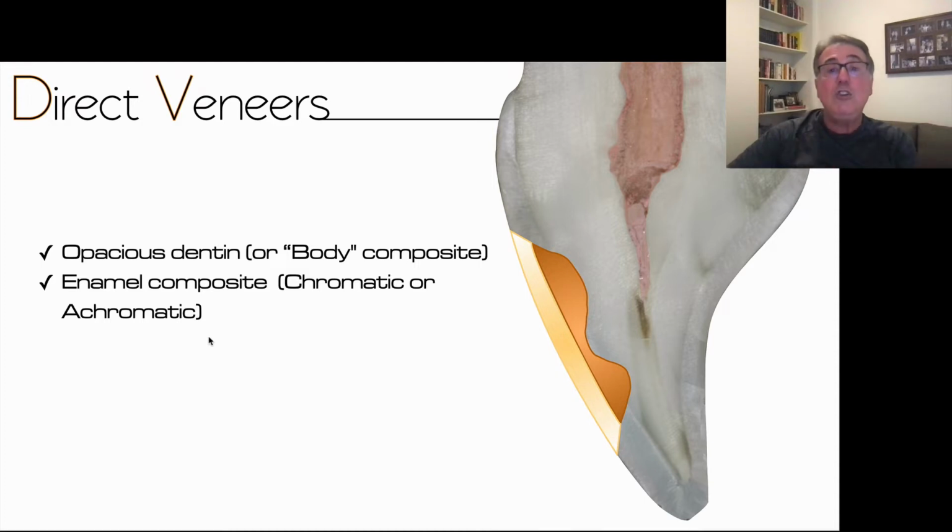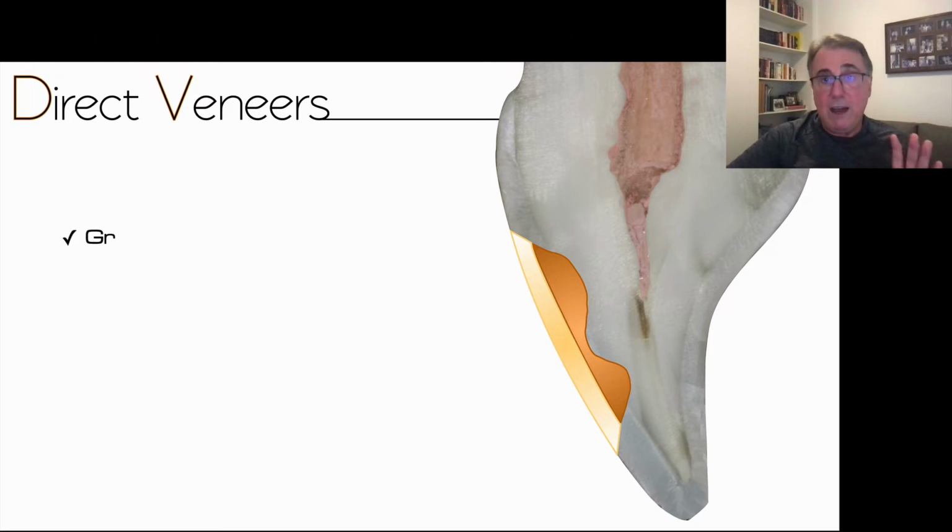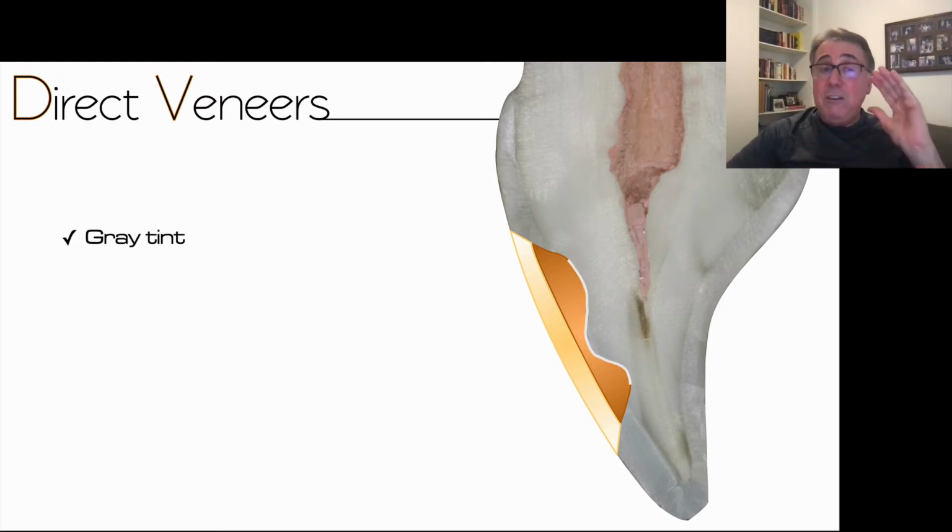But on top of that, you can use either chromatic enamel or achromatic enamel. All right? Even after a deep preparation over that lesion, sometimes on the bottom of that preparation you still have some very small white spots. Before using the composites, after the bonding agent, you can use a little bit of gray tint, because the gray tint will bring the value down a little bit, okay?